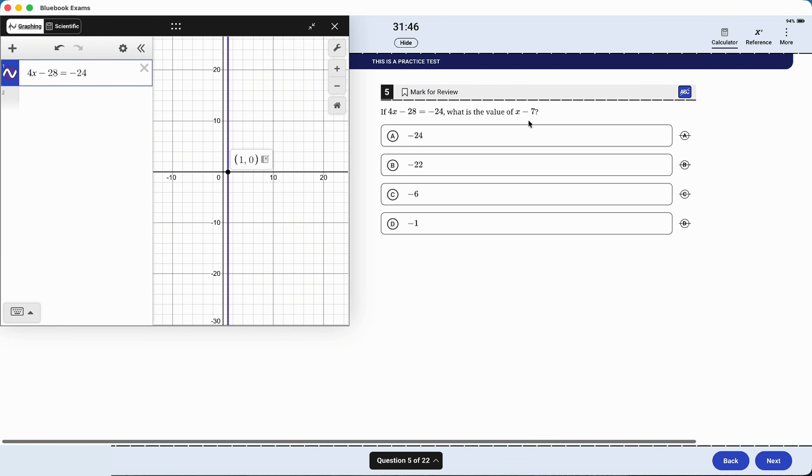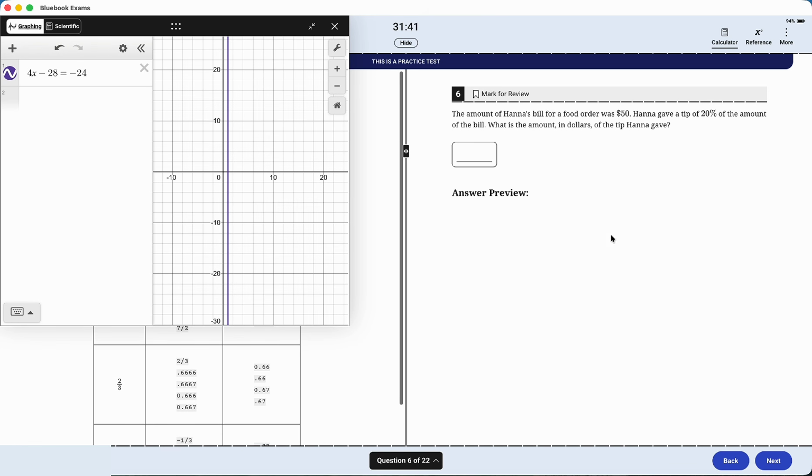So if I know X is 1, X minus 7 is negative 6. That's it for 5. Number 6, the amount of Hannah's bill for a food order was $50. Hannah gave a tip of 20% of the bill. What is the amount in dollars of the tip Hannah gave?